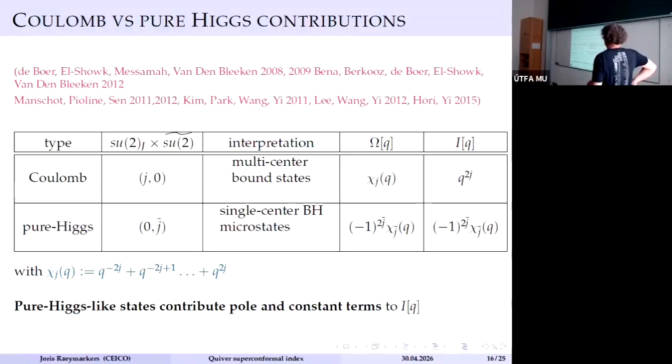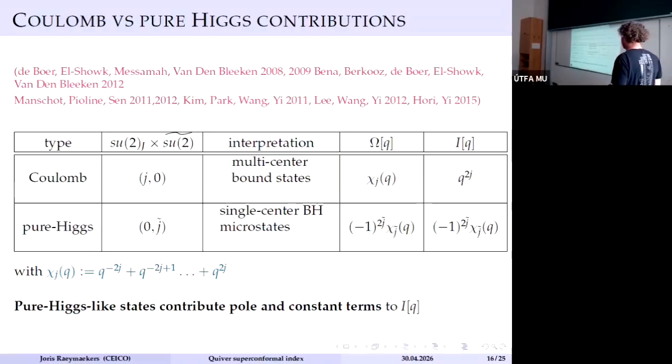First of all, the states you see in the Coulomb branch are of the type that have non-vanishing angular momentum under the first SU(2), but vanishing spin under the second SU(2). As I explained, these are interpreted as multi-center D-brane bound states. While the pure Higgs states I mentioned before actually have vanishing angular momentum, which makes them candidates for single-center black hole microstates.